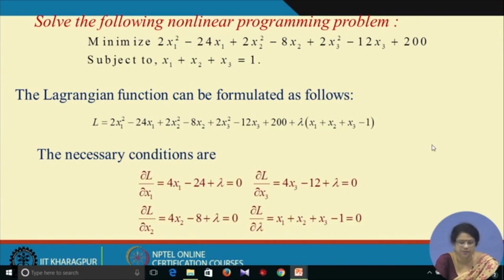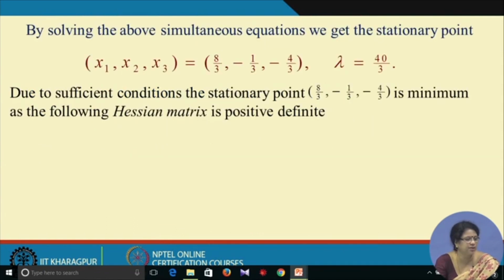Now, the necessary conditions are all linear equations, 4 equations and 4 unknowns, so very easily you can find the values. This is the value for lambda, and this is the value for the other variable. Did you see the value for lambda? For lambda the value is coming out positive for the minimization problem. That is why if we relax the constraint, we will get a better minimum value of the objective function. Now, you see here we have only one constraint.